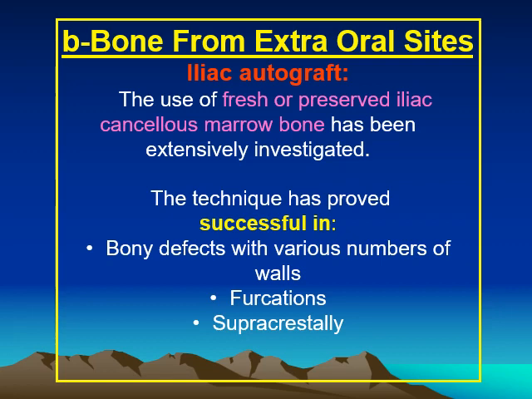The bone from extraoral sites is obtained from the iliac crest. The iliac autograft, the use of fresh or preserved iliac cancellous marrow bone, has been extensively investigated. The technique has proved successful in bony defects with various numbers of holes, bifurcations, and supracrest.